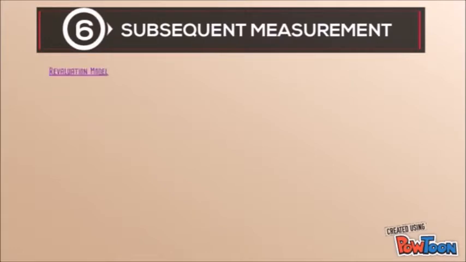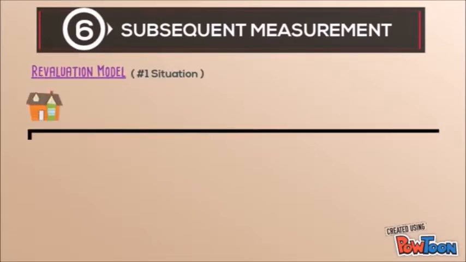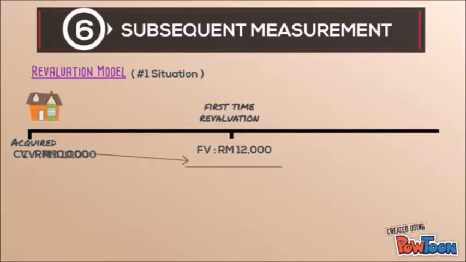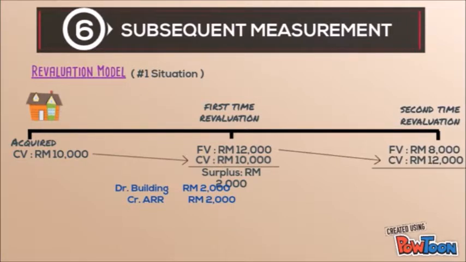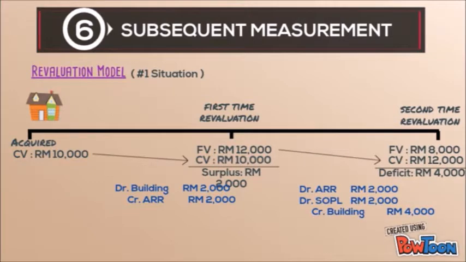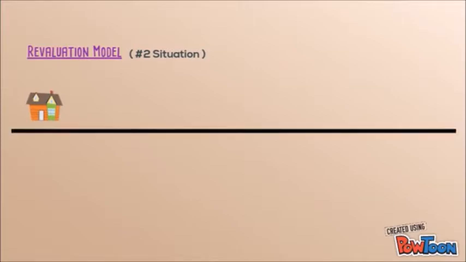Subsequent measurement by revaluation model. Situation 1. If the first time revaluation giving a surplus, it will be credited into asset revaluation reserves, whereas if the second time revaluation giving a deficit, therefore we will use the surplus of revaluation from the previous year to write off deficit.